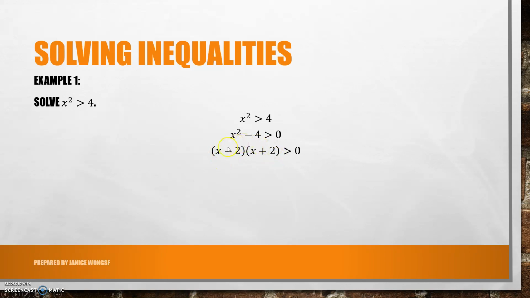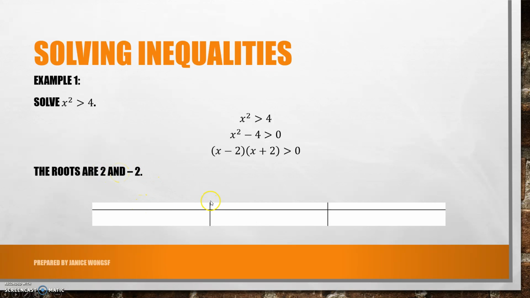Okay, what are the roots for this expression? The roots are 2 and negative 2. By making x minus 2 equals to 0, I get x equals to 2. While making x plus 2 equals to 0, I get x equals to negative 2. With these two roots, we come up with a table.